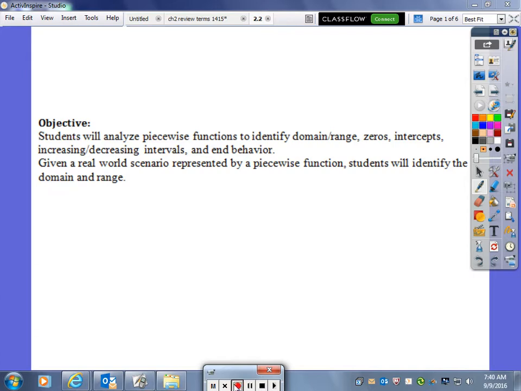Our objectives will be to analyze piecewise functions, to identify domain and range, zeros, intercepts, increasing, decreasing intervals, and end behavior, all that good stuff, right? And we will, given a real-world scenario represented by a piecewise function, identify the domain and range.